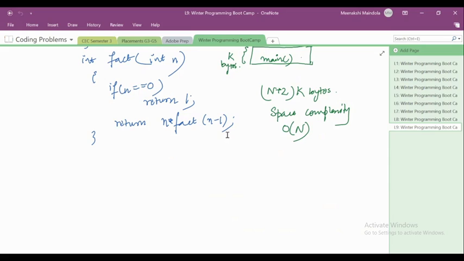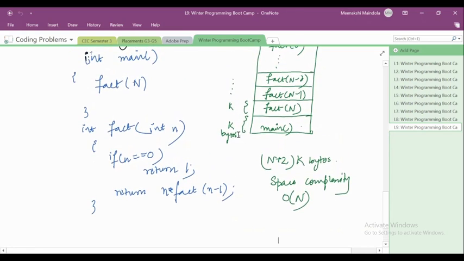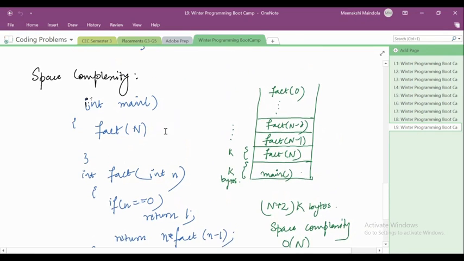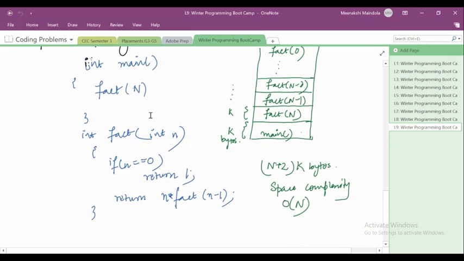As Akshita has asked, if instead of this recursive function it was a loop here, then the space complexity will be order of 1 and not order of n. Yes, this is another interesting part. If here you were calculating the factorial by running a loop inside the main function only, and you did not have a recursive function, then in that case the space complexity will be order of 1 only.